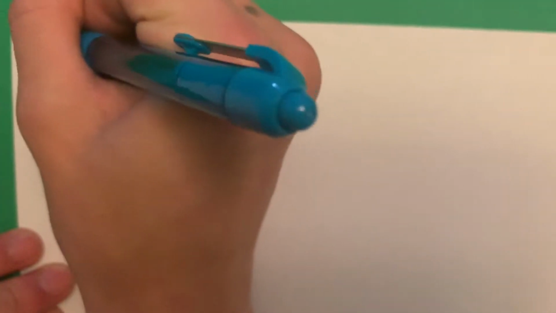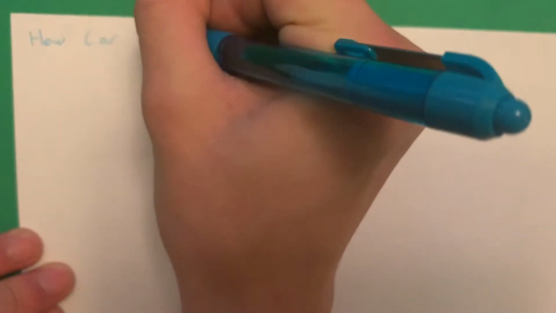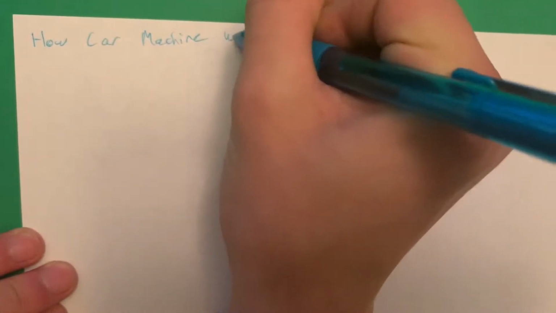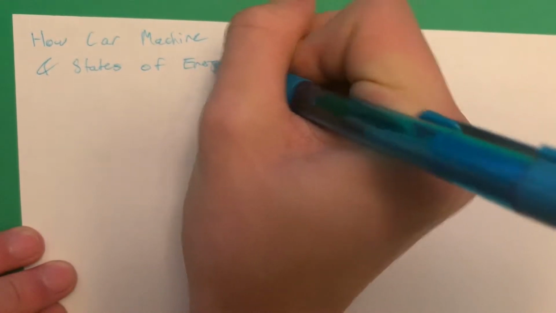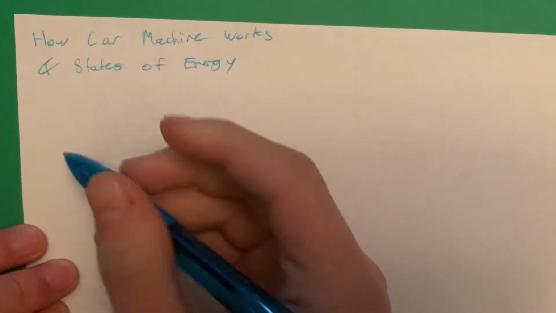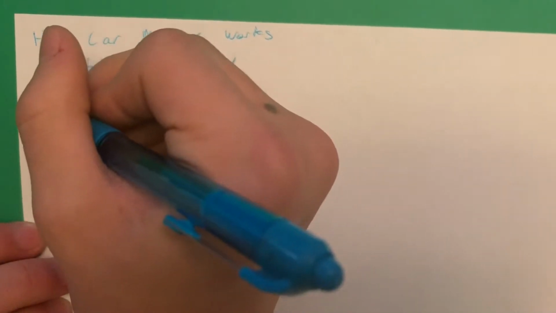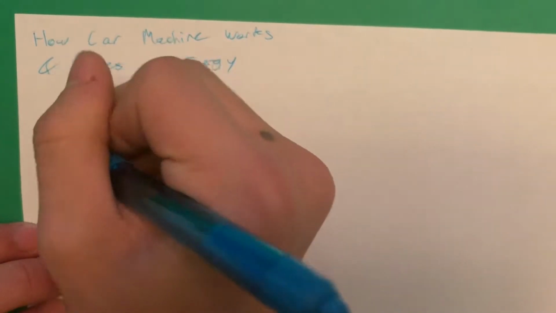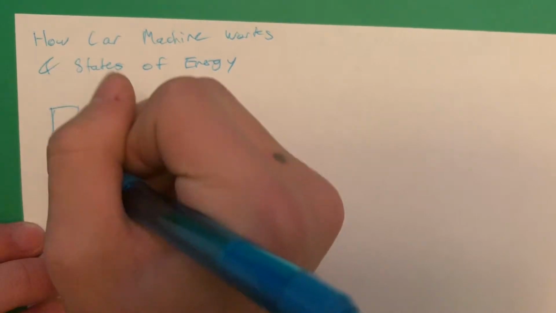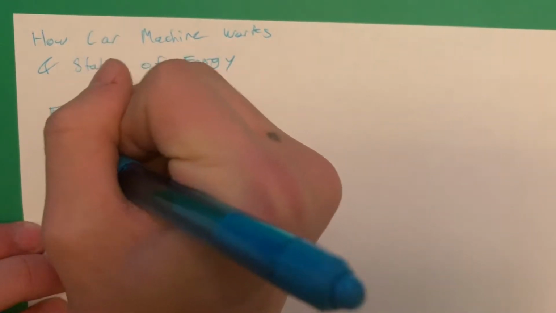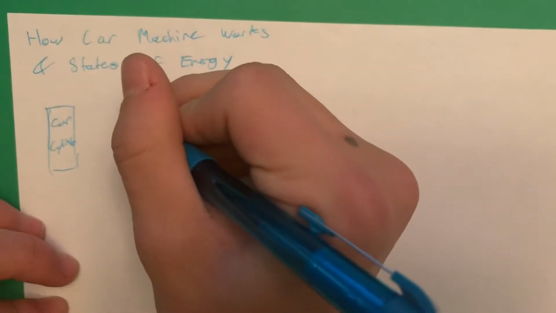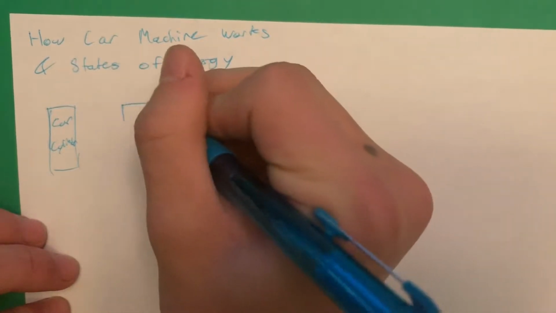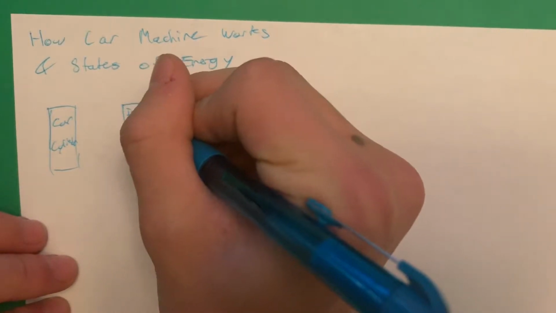Alright, so now it's time for the boring math part of how a car actually works, and the energy states of what's going on within the entire process. For those of you who do not know, a car engine is made out of multiple cylinders. So here is a cylinder. Inside each cylinder are 3 main things: you have the input, which is mainly fuel and air.